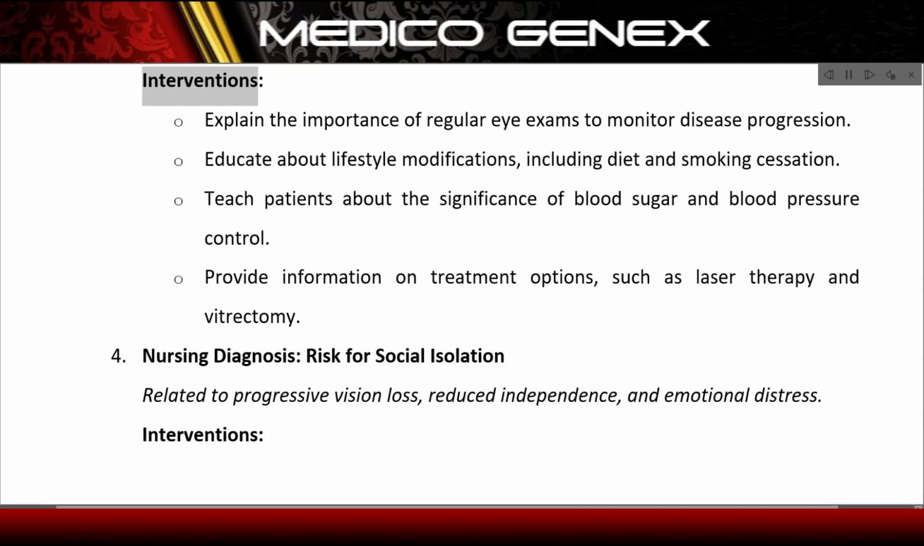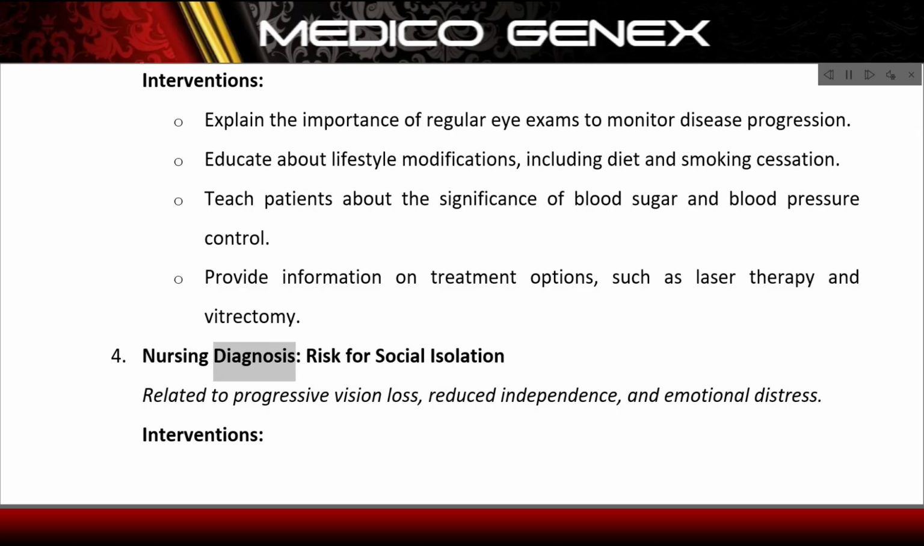Interventions. Explain the importance of regular eye exams to monitor disease progression. Educate about lifestyle modifications, including diet, and smoking cessation. Teach patients about the significance of blood sugar and blood pressure control. Provide information on treatment options, such as laser therapy and vitrectomy.